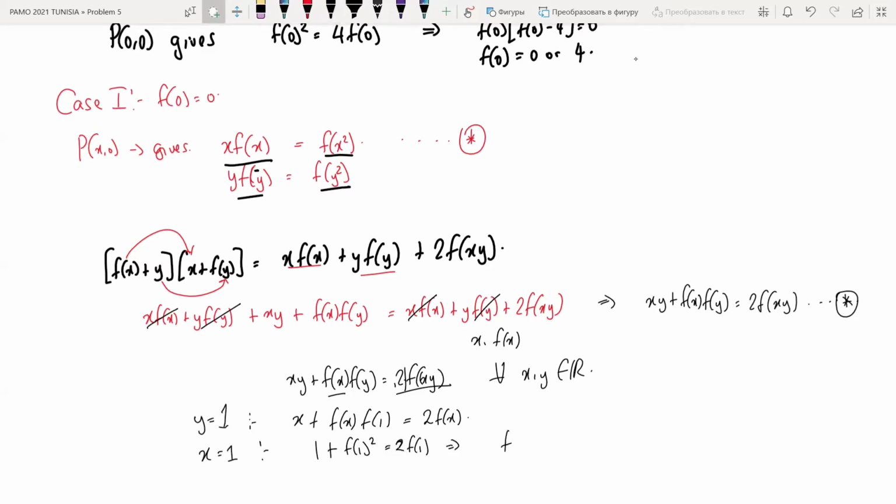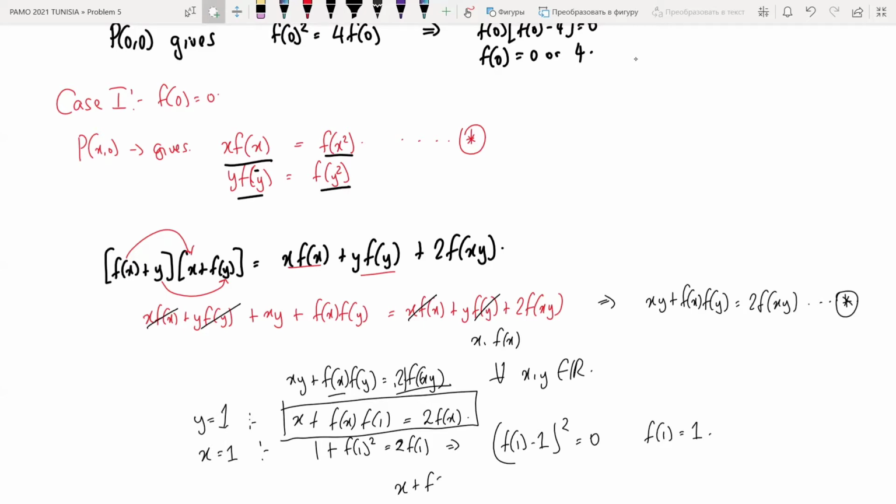So this can be rearranged. This is a perfect square. This is what we get. So f of 1 can take only the value of 1. So f of 1 is 1. Now that I know f of 1 is 1, we can further simplify this equation we have here. So when we plug in f of 1 equals 1 in this equation, what do we get?